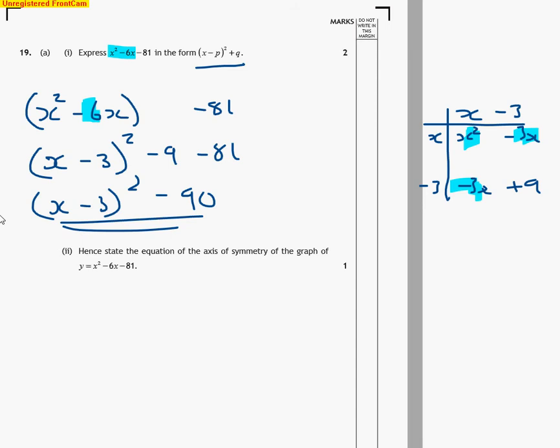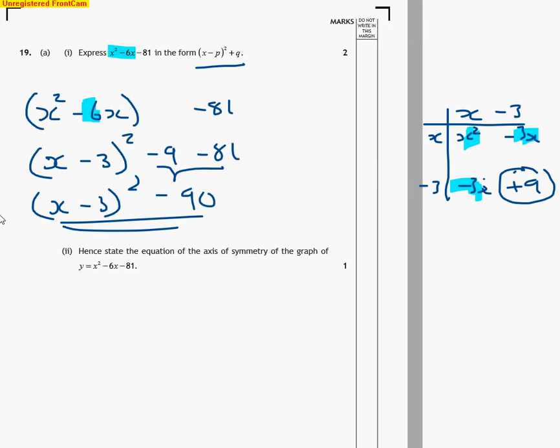So we're doing complete the square. You're halving this number to get you this bracket in here, but we've generated this number which we don't want. We don't want a plus 9, so we need to take that away. And when we put these two numbers together, that gives us the minus 90.